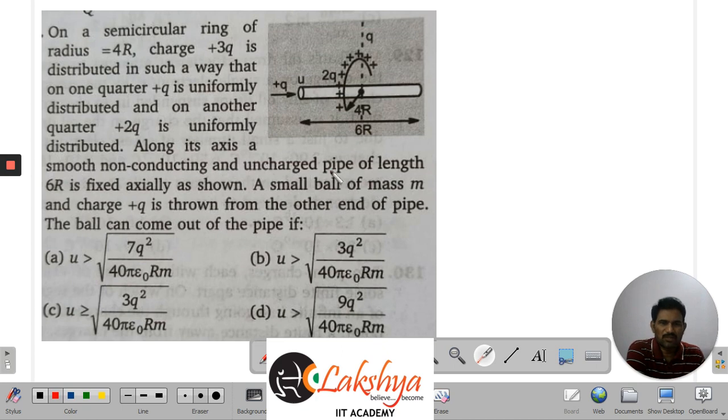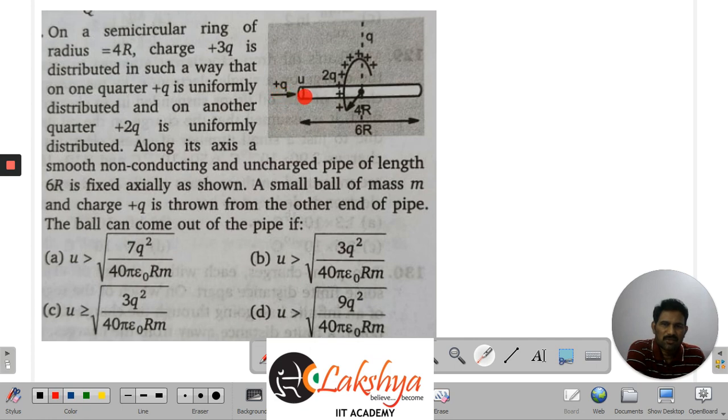So here also is a similar problem, right? I think you can understand that easily here. You got this minimum condition. Now this is a semicircular ring, and you should understand this problem here. In this semicircular ring, one quarter of the ring has charge q and the other quarter has charge 2q. Along this axis there is a non-conducting pipe, an uncharged, smooth pipe.